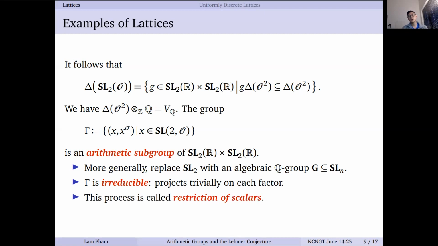This process has a name, which is often called restriction of scalars. It allows us to work originally with number fields. In this case, the number field was Q(square root 2), and going back to Q to work with an algebraic group defined over Q.